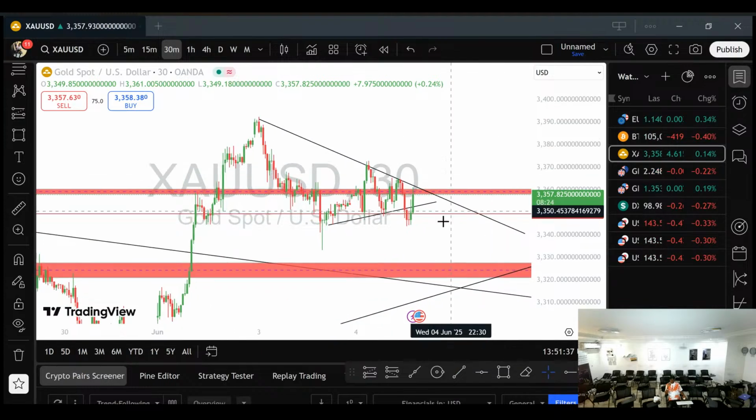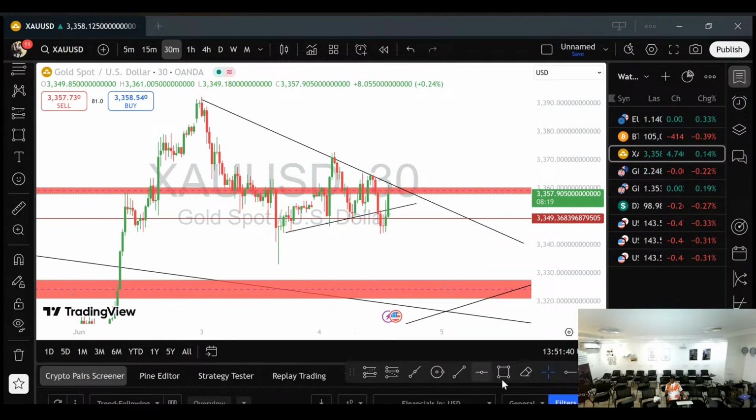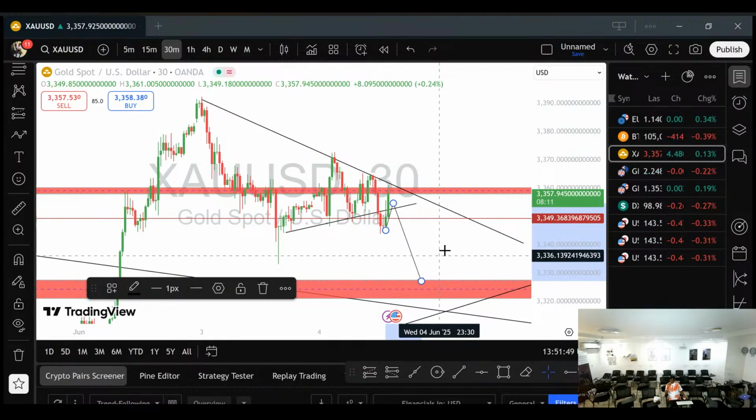I was expecting gold to reject from here and start selling down from here. This is what I was actually expecting on gold. I was expecting gold to start dropping from this level. That is when it pulled back. I was expecting it to pull back to this level and drop down to this level.